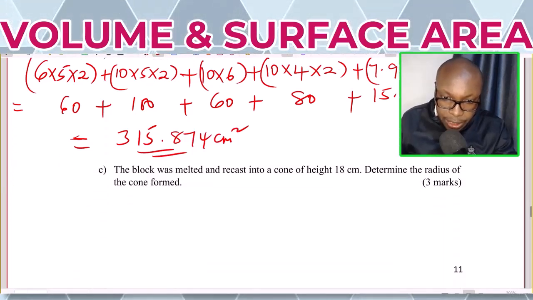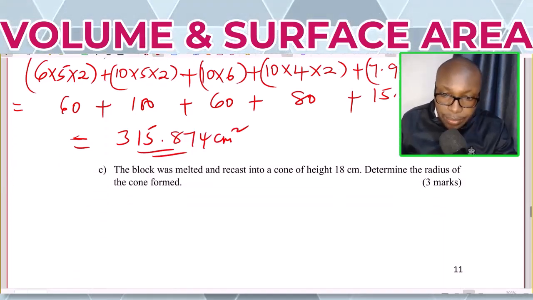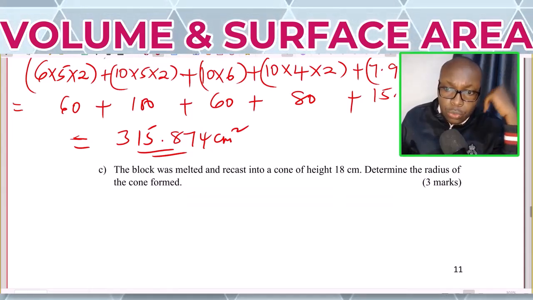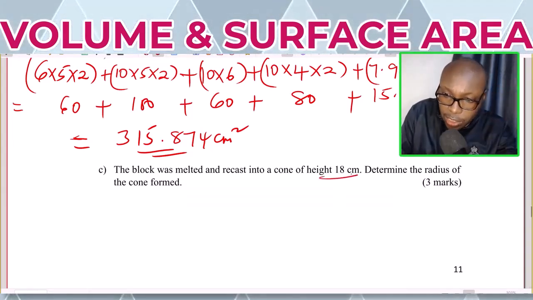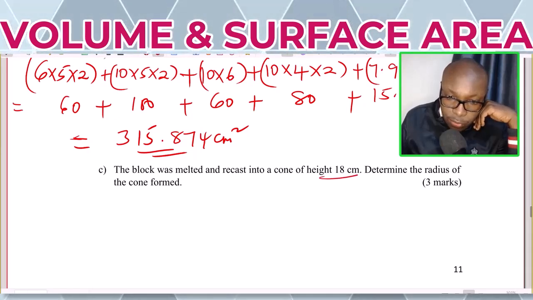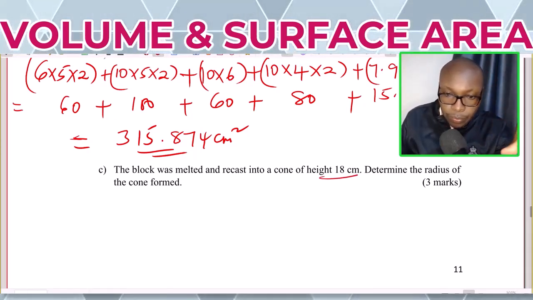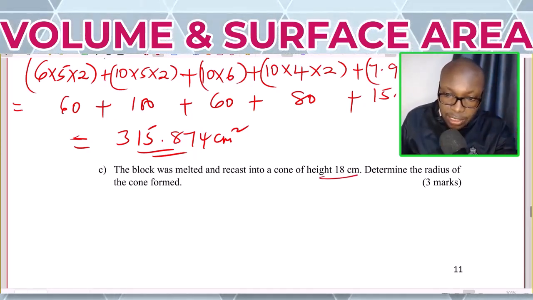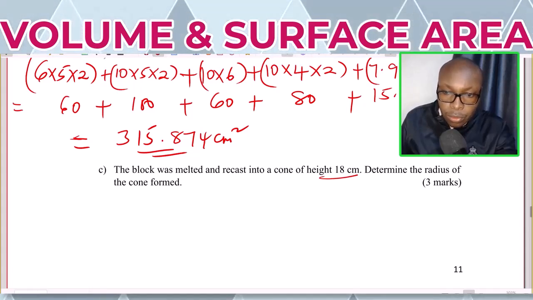Now, part C, the block was melted and recast into a cone of height 18 centimeters. Determine the radius of the cone formed. So this block was melted and recast into a cone. So there's one thing that we can get from that.